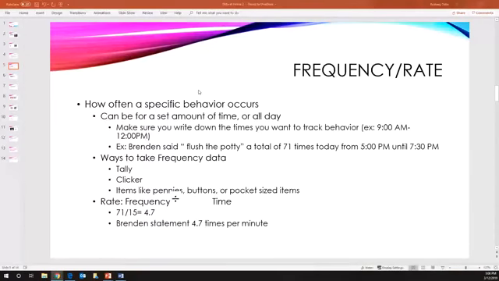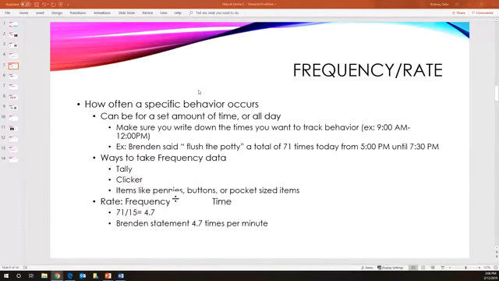I did this recently with my son. I tracked him from 5 o'clock until 7:30 on how often he said the phrase "flush the potty." And he said it a total of 71 times. So that was the frequency during that time. Ways you can collect frequency data, you can just use simple tally marks, which work fantastic.